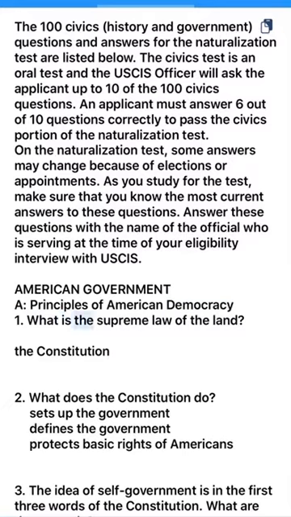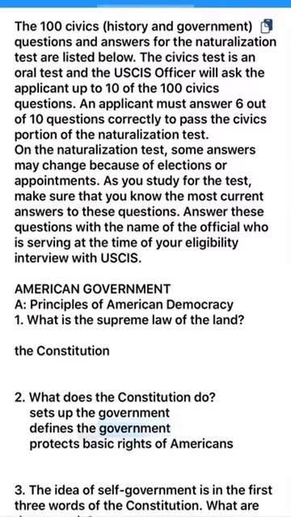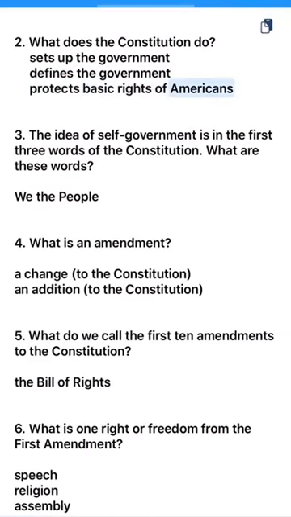1. What is the supreme law of the land? The Constitution. 2. What does the Constitution do? Sets up the government. Defines the government. Protects basic rights of Americans. 3. The idea of self-government is in the first 3 words of the Constitution. What are these words? We the people.